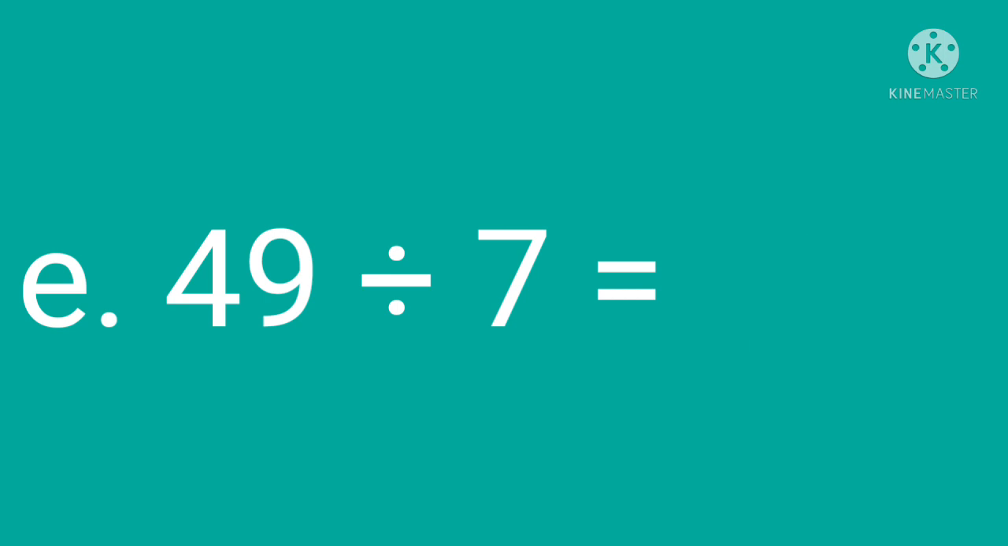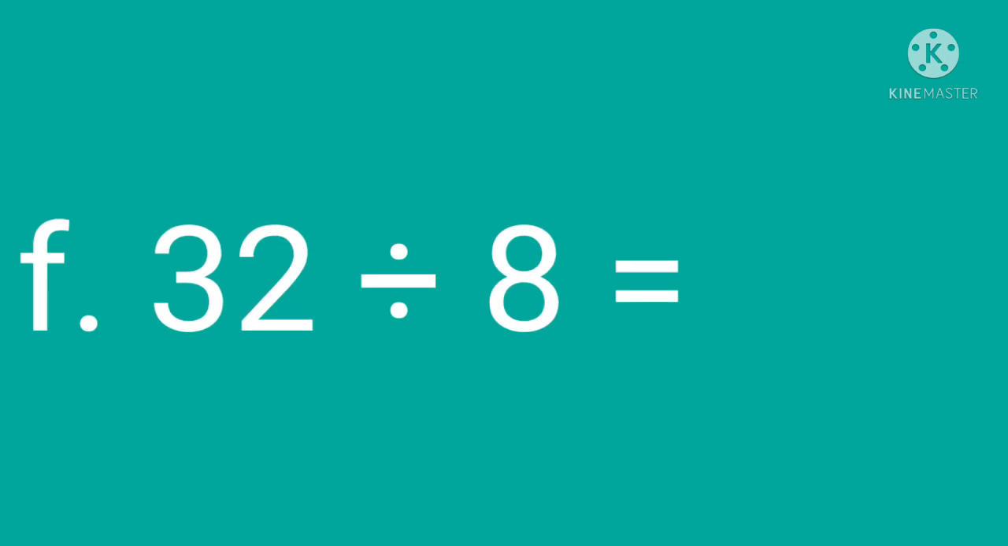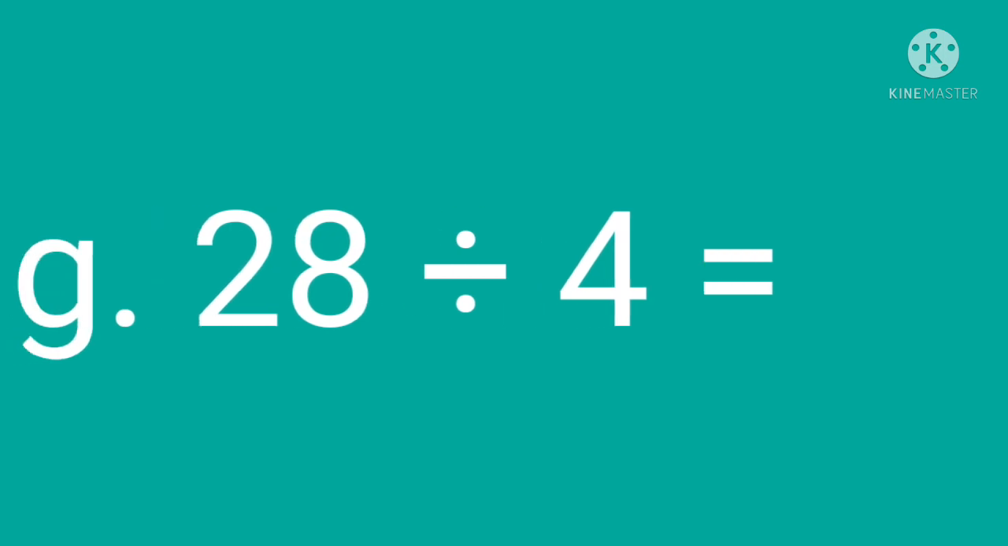Question F, 32 divided by 8. What is the answer, children? Yes, 8 4s are 32. So 32 divided by 8 equals 4. Then next question G, 28 divided by 4. What is the answer? Yes, 7 is the answer.